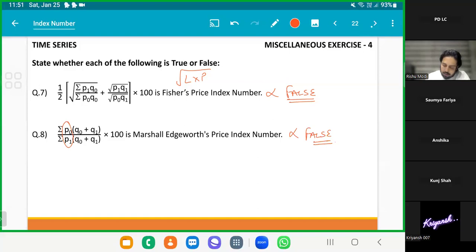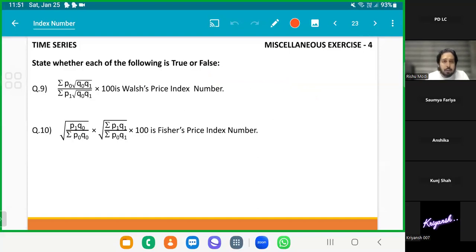All right. Ninth one, summation P0. Again, if you see P0, you stick to the same rule, right? This is a wrong formula. So that becomes false.